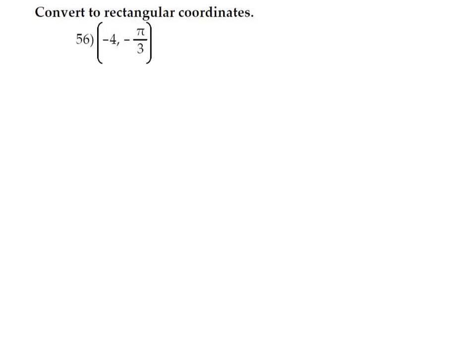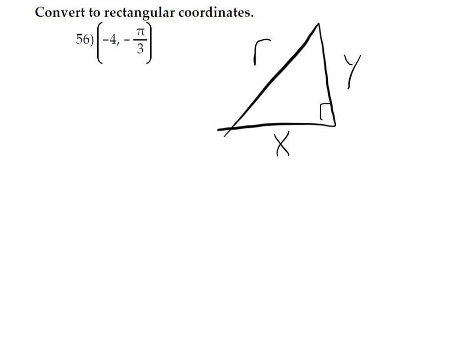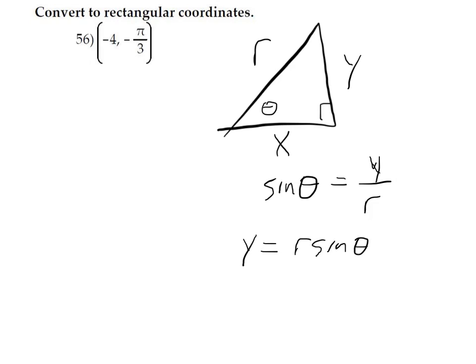Convert to rectangular coordinates. Okay. The picture we need for conversions is the x, y, r, theta triangle. Now, sine of theta, SOHCAHTOA, so it's SOH, opposite over hypotenuse. So that gives us y equals r sine theta. Cosine theta is adjacent x over hypotenuse r. That gives us x equals r cosine theta.